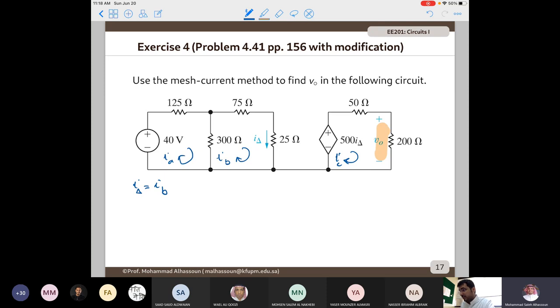Go ahead, Yasser. Minus 40 plus 125 IA, plus 300 (IA minus IB) equals zero. Exactly. If I simplify it, it's going to be 425 IA minus 300 IB equal to 40, and this is equation one.